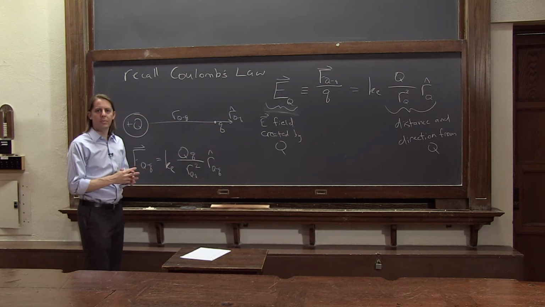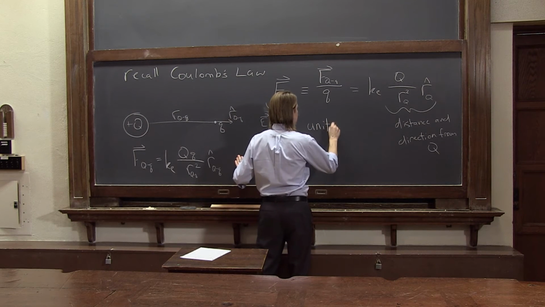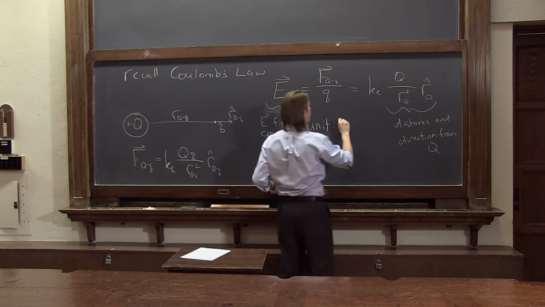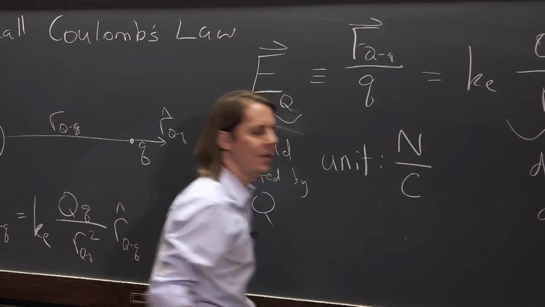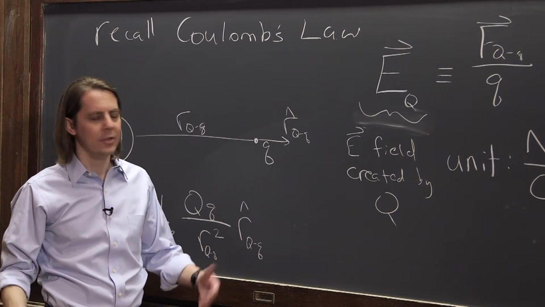That's how you'd calculate it. What's the unit? Well, you can see what the unit is right there. It's a Newton per Coulomb. And what's funny is the unit for the electric field has no name. It wasn't named after anyone. It's just the Newton per Coulomb.